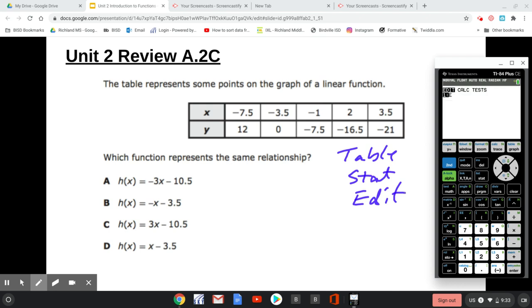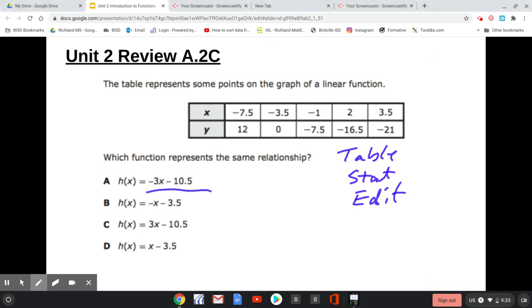We're going to hit stat, tab, 4, and enter all the way down. And we can see that our slope is negative 3 and our y-intercept is negative 10.5. And that is exactly what we have here. So our answer is A. Let's go to the next one.